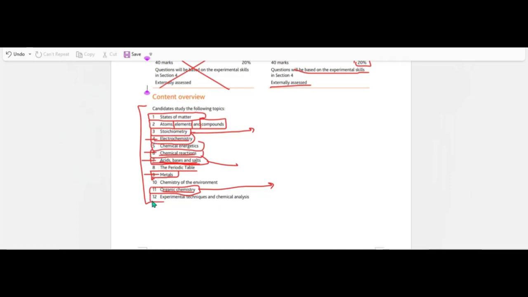Then we go with experimental techniques and chemical analysis. You need practice for this. You just do paper 6s again and again, and you'll get it. Yeah. So that's pretty much it.